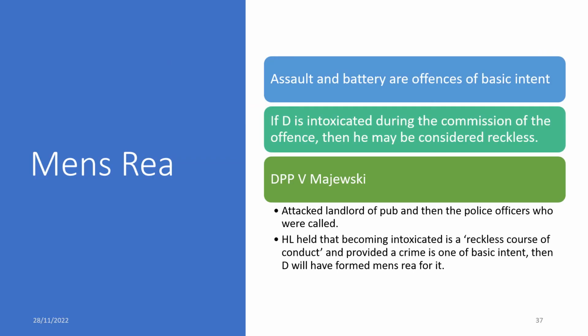Now, assault and battery, we must remember, are offences of basic intent, which means if the defendant is intoxicated during the commission of the offence, they may be considered reckless. So it might look like they have drunken intent, but that then becomes recklessness. And we'll look at this in the intoxication video. But the key case here is DPP v Majewski. He attacked the landlord of a pub. When the police officers were called, he attacked them too. And the House of Lords held that becoming intoxicated is a reckless course of conduct, and provided the crime is one of basic intent, then the defendant will have formed the mens rea for it.